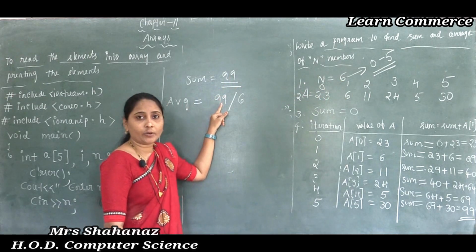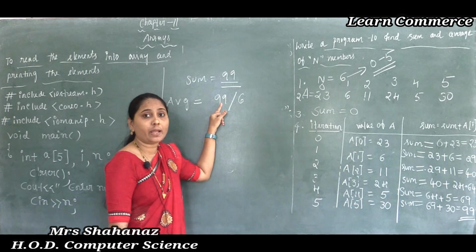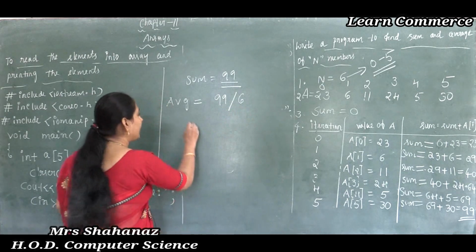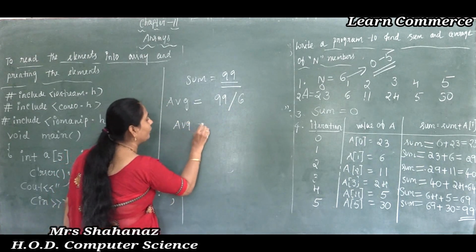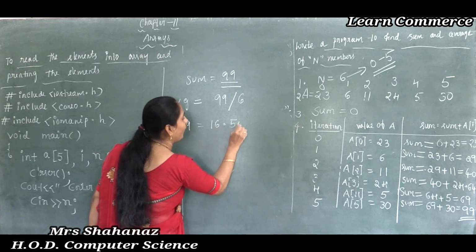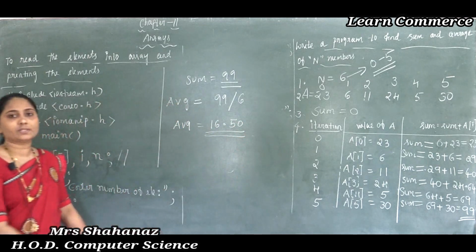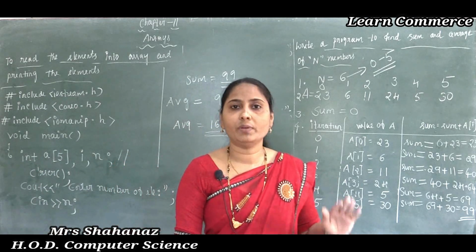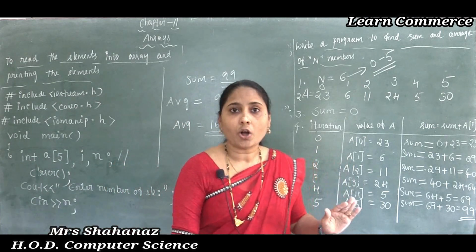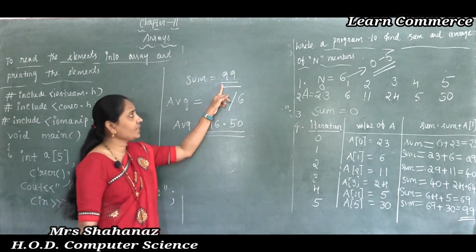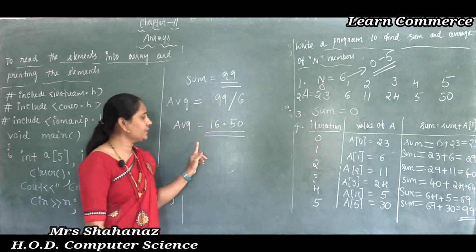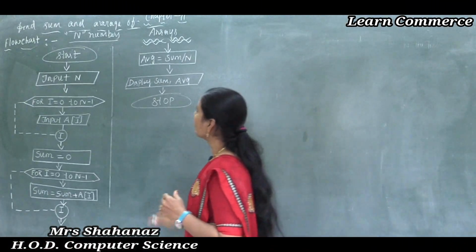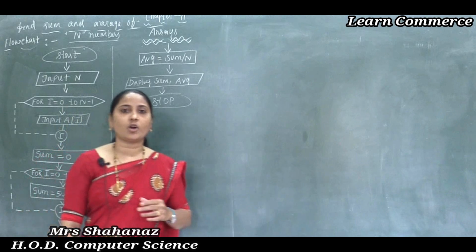So how do we calculate the average value? Because the average is the sum value divided by the number of elements. Okay? And lastly we can say that the average value we get is 16.50. So hence finally the result is: the sum is 99, average is 16.50. Now we completed the solution of our find sum and average of n numbers.